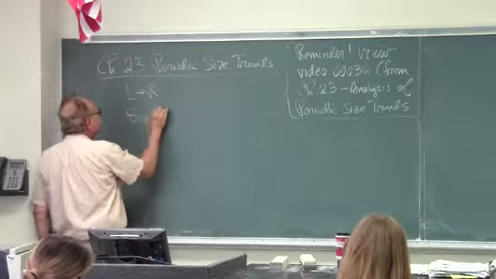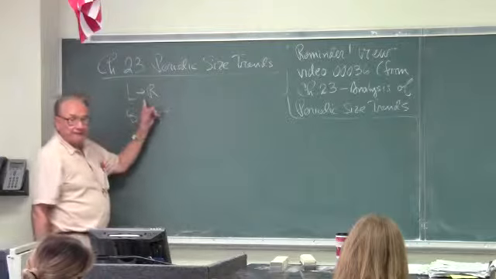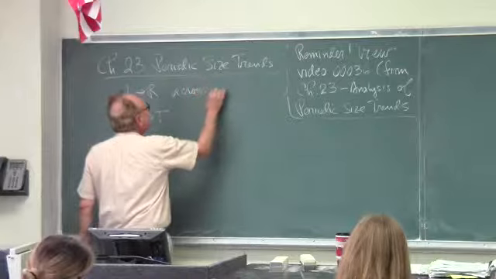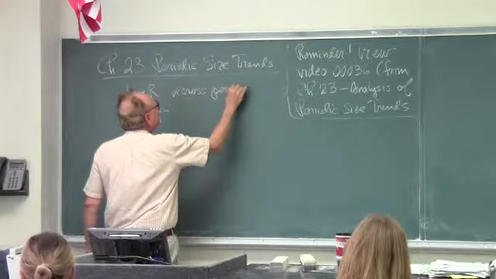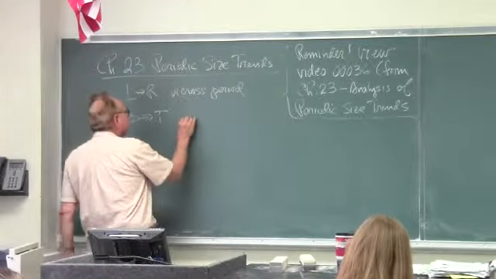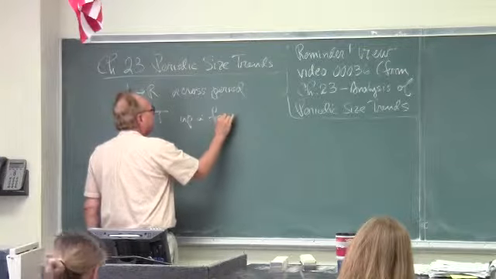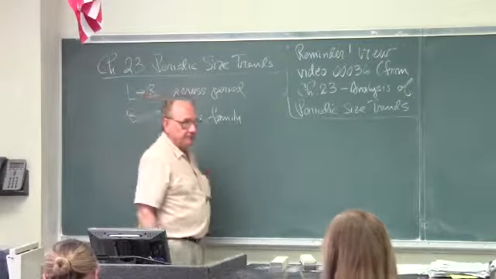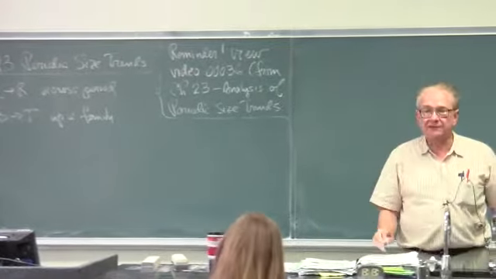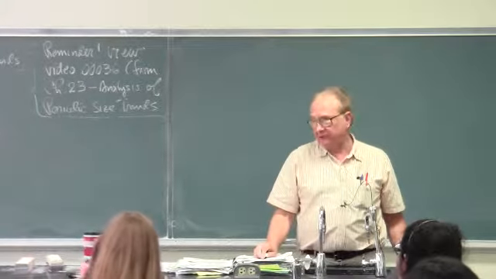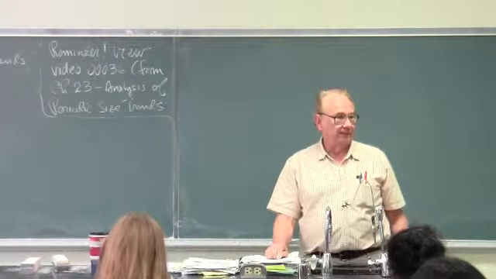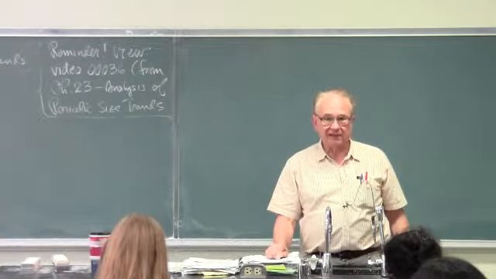Let's do it this way. This is left to right across a period. This is bottom to top, going up a family. When you read chapter 23 in the notes, the first few pages are all about stuff you should have got in 45. But I want to be sure, so I put it there. Because you talked about size trends and things like that in 45.